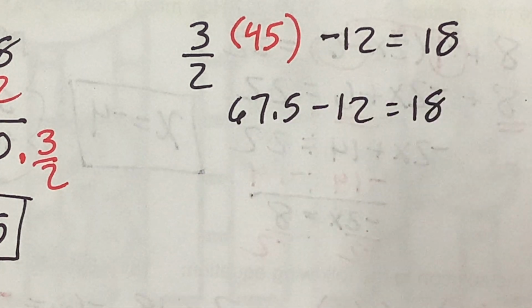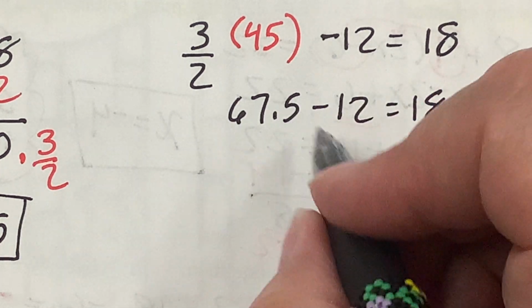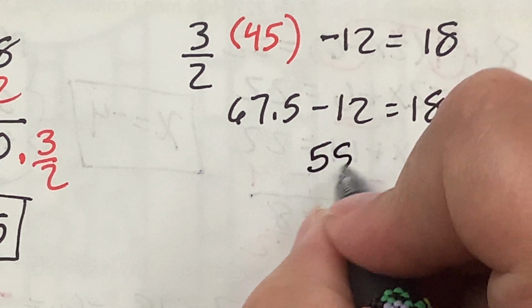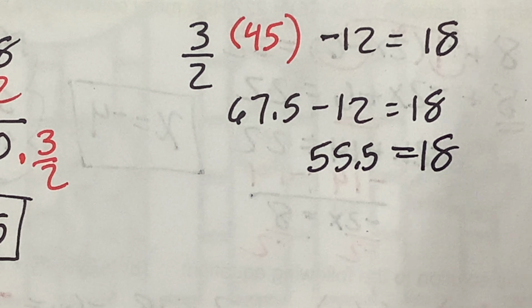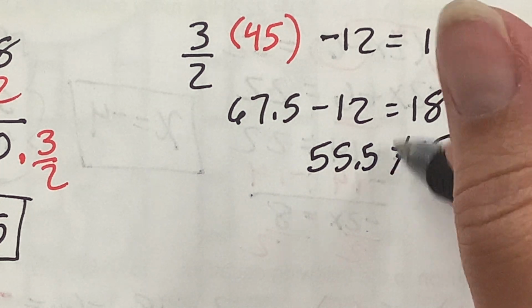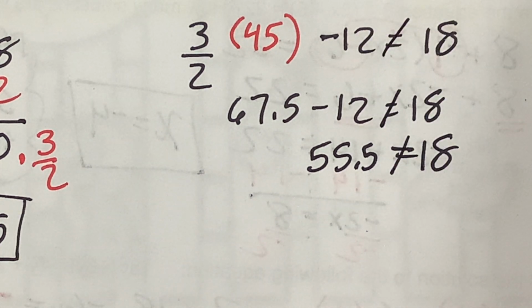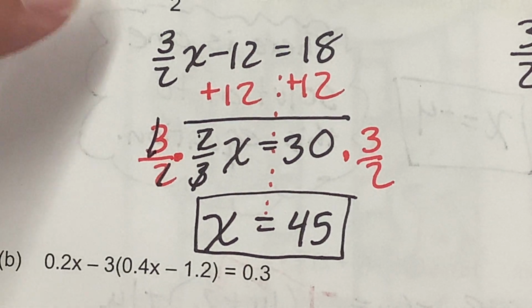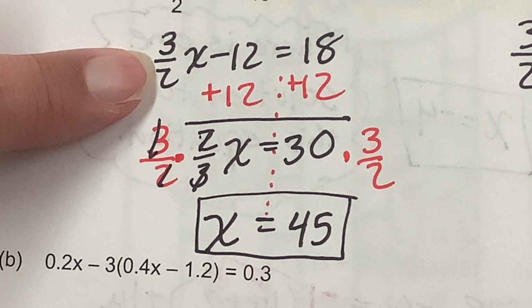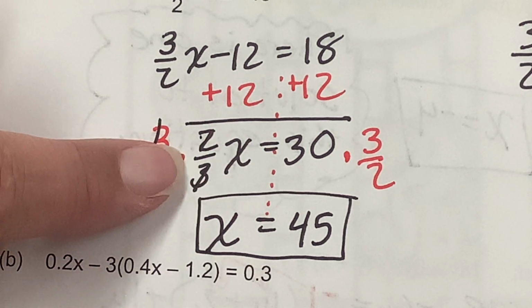All right, 60 minus 10 is 50. 57 minus 12 is 55.5. That is not equal to 18. Well, I'll be darned. I made a mistake. Oh dear, if I hadn't checked it, I wouldn't have found my mistake. That's why you check your work. So now I have to go all the way back here and look at it. 3 over 2. I made my mistake right here. It was a copying error.